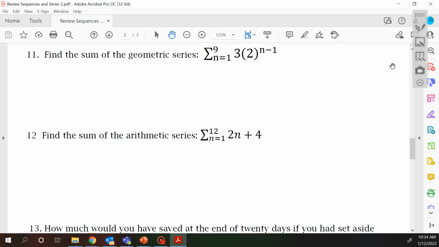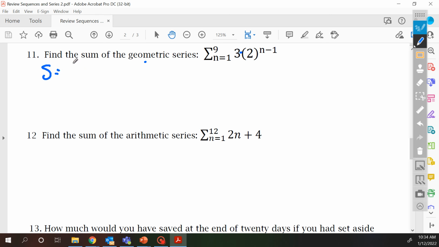Number 11, find the sum of the geometric series. Okay, so this is a geometric series, the proper notation for a series. We know it's geometric because it says so, but also it's multiplication. So we're going to need to use the formula for our geometric series. The sum is equal to the first term times 1 minus the ratio to the n power over 1 minus the ratio. We need the first term, which we can find just by plugging n equals 1 into the expression. That gives us the first term.